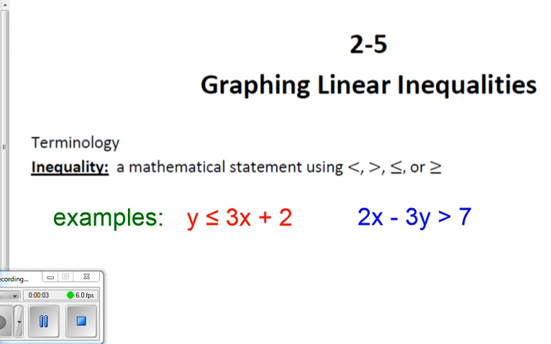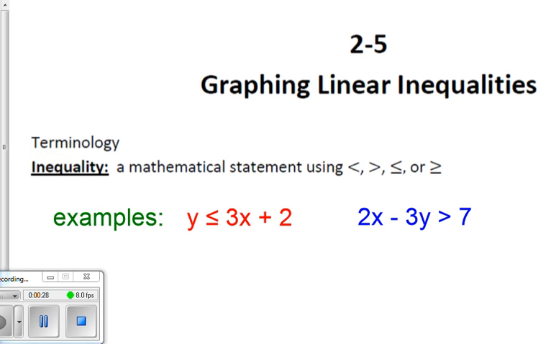Section 2.5, Graphing Linear Inequalities. Now, up until now, Unit 2 has been all about systems of equations, so we'd always have two equations happening at the same time. For this section, though, we're only going to be doing one at a time, and that's because we need to first see how a linear inequality works. Not a linear equation, these are the linear inequalities.